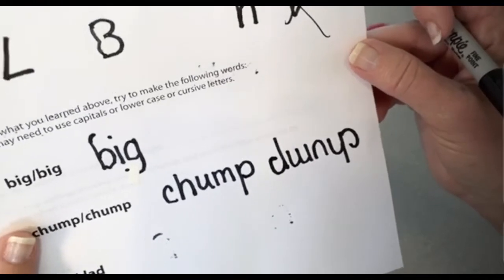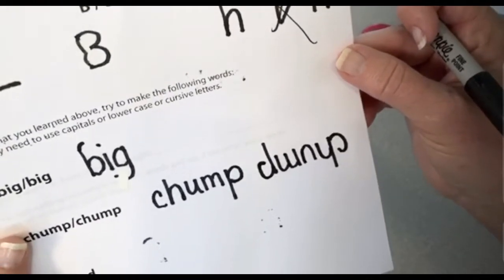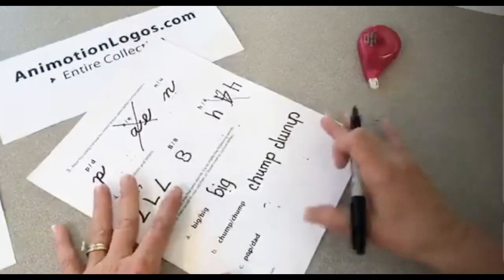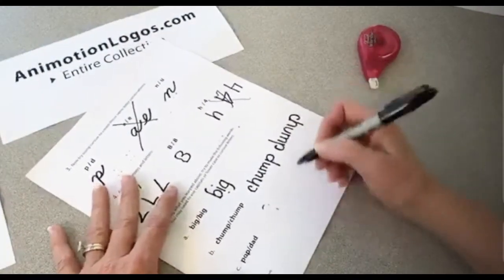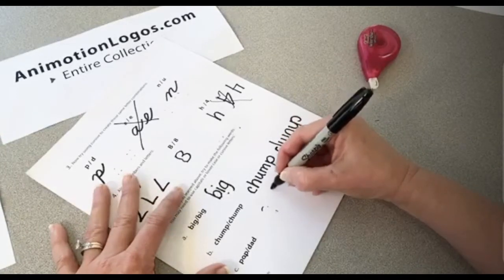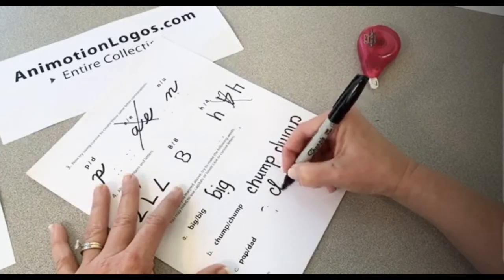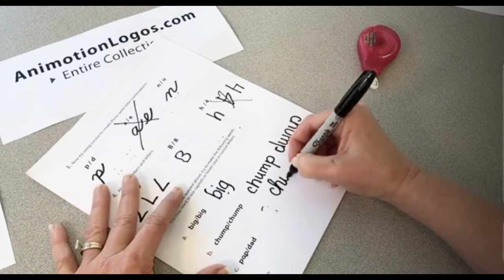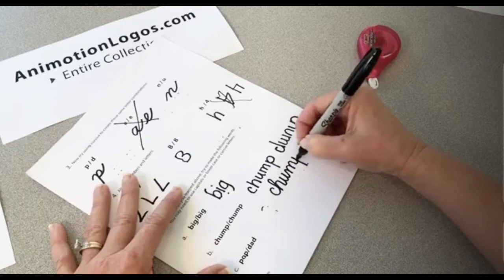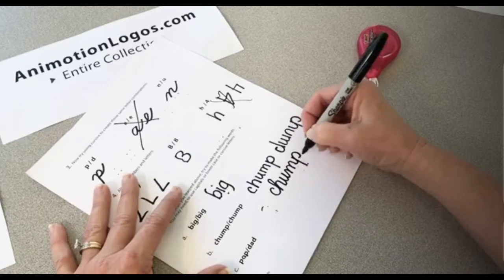It doesn't work in print, but that doesn't mean that it might not work in cursive. So why don't we try cursive, and let's see if that solves some of these challenges. So in cursive, it would look like C, H, U, M, P. And I'm just not going to close the P all the way.